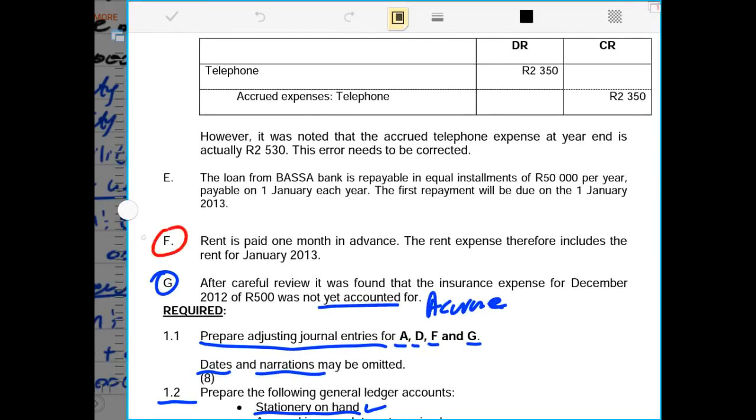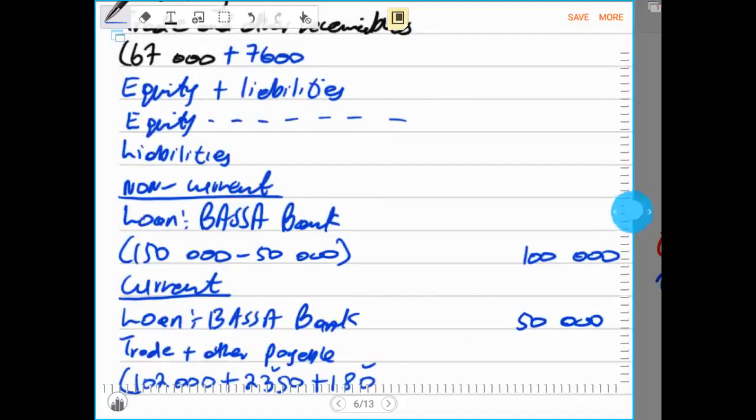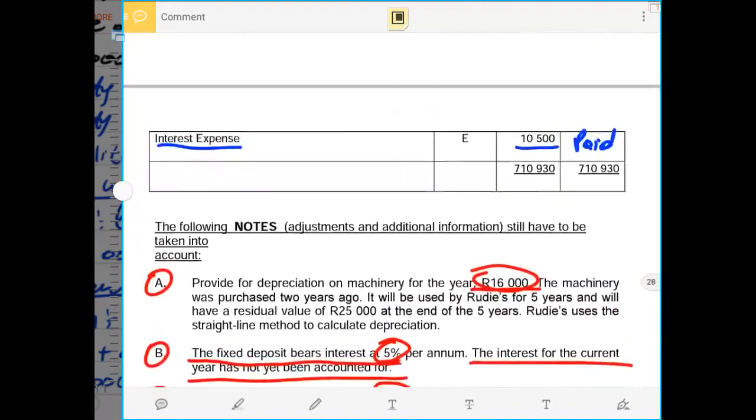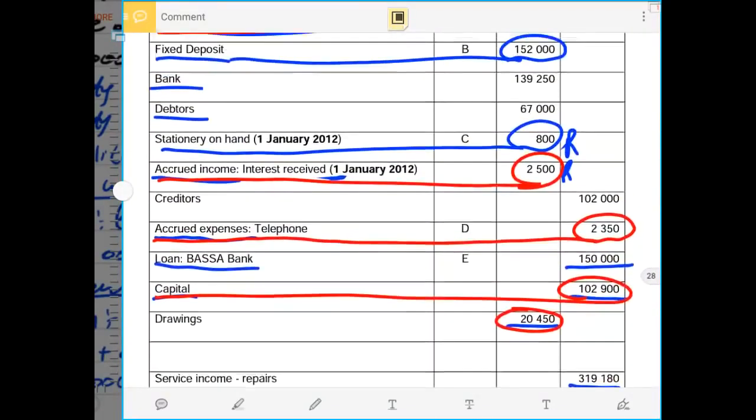Then after that we have number F, where it says rent is paid in advance 1 month, and the rent expense therefore includes the rent for January 2013. So now it means there was a prepaid rent that is already paid by the end of December in the year 2012. If that's the case, we have to record a prepaid expense. And in recording a prepaid expense, we have to go to our trial balance first and see how much the prepaid expense is by the end of the current year.